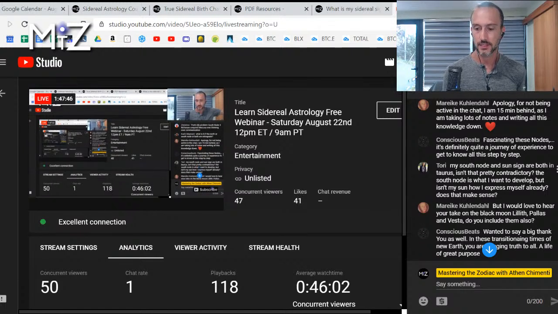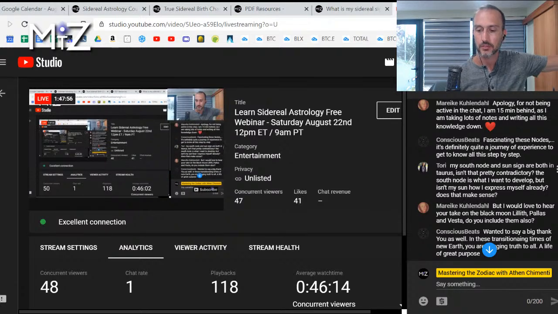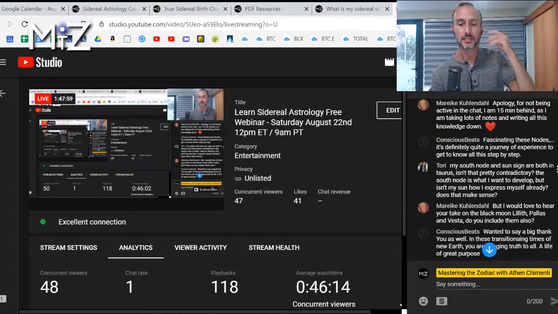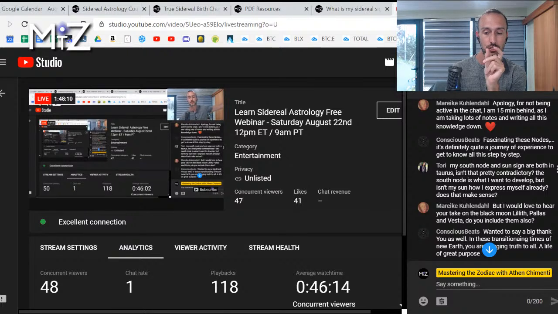My North Node and Sun sign are both in Taurus. Isn't that pretty contradictory? No. Oh, I see what you mean, with the South Node. Right, with this, because it's a conjunction, and remember, conjunctions are a blending of energy. You have to ask yourself, what does it feel like to have the blend of the void energy and the sun energy? Well, it means that in the past life, you probably did deal a lot with sun energy.